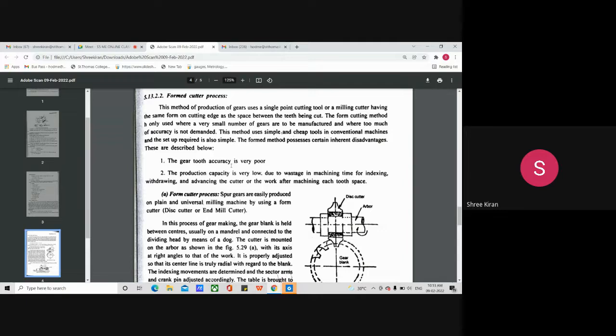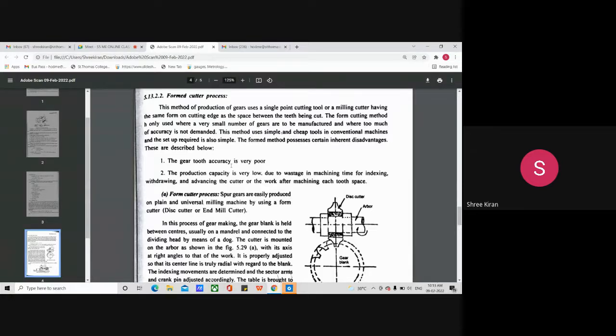It's always a miller or a milling cutter having the same form on the cutting edge as the space between the teeth being cut. The form cutting method is only used where a very small number of gears are to be manufactured and where too much accuracy is not demanded. In this case, not too much accuracy is required.